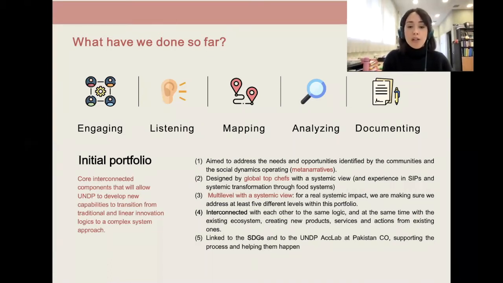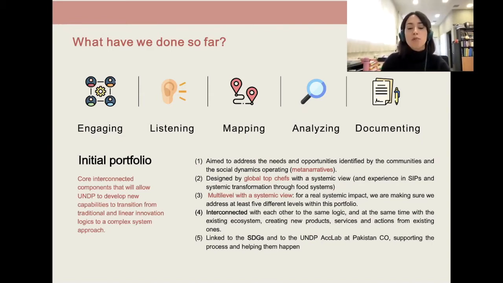So in order to create this, and this is the first step of a longer-term approach that we have managed to design, we asked our colleagues in Imago. They are global top chefs that have been awarded with Michelin stars and have, I would say, experience in systemic transformations on the food system and overall, which is a rare animal to find.